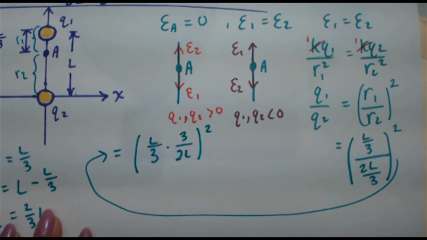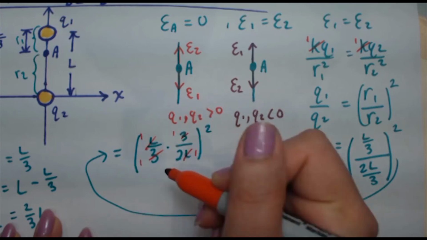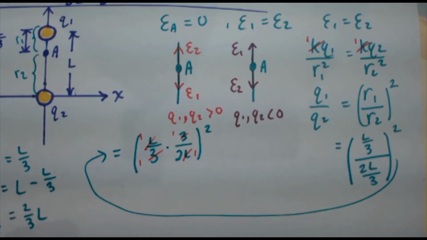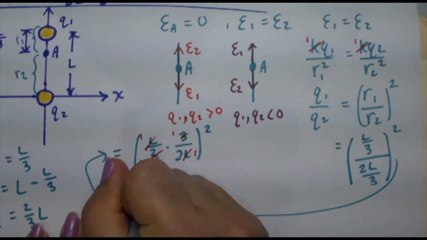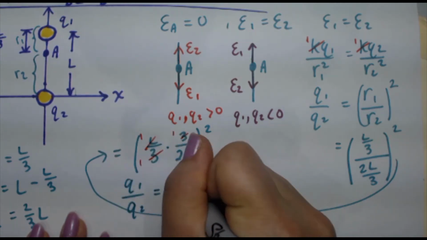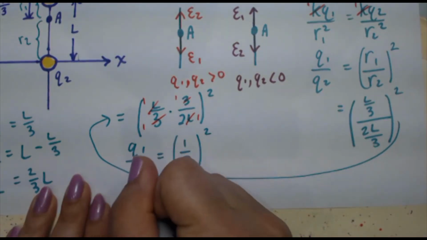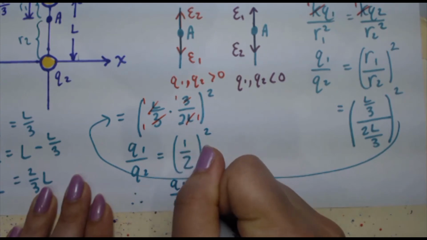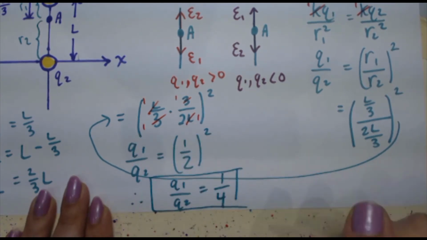Based on this, you can more easily see that the L's are going to cancel, the 3's are going to cancel, and you're going to be left simply with 1 over 2. Now remember, that's being squared. 1/2 squared is a quarter. So therefore, Q1 over Q2 is equal to 1 over 4. And that's it for this problem, guys.